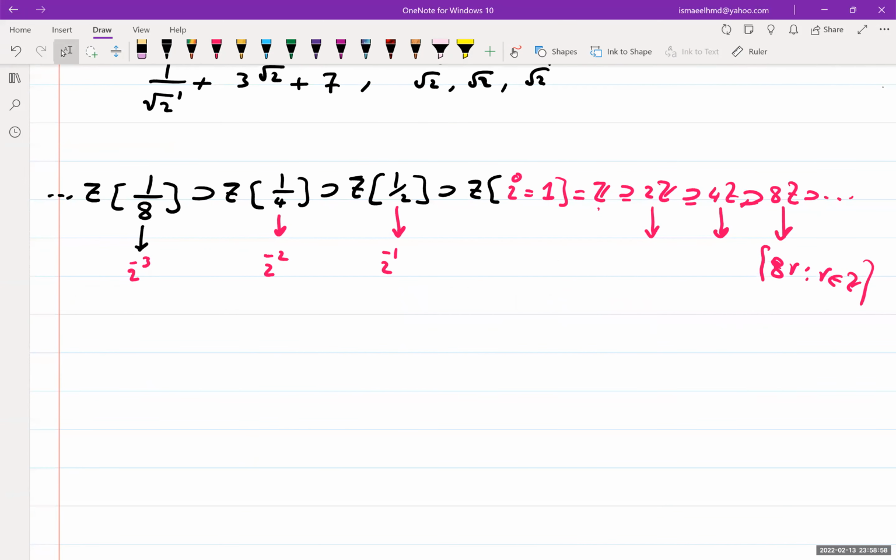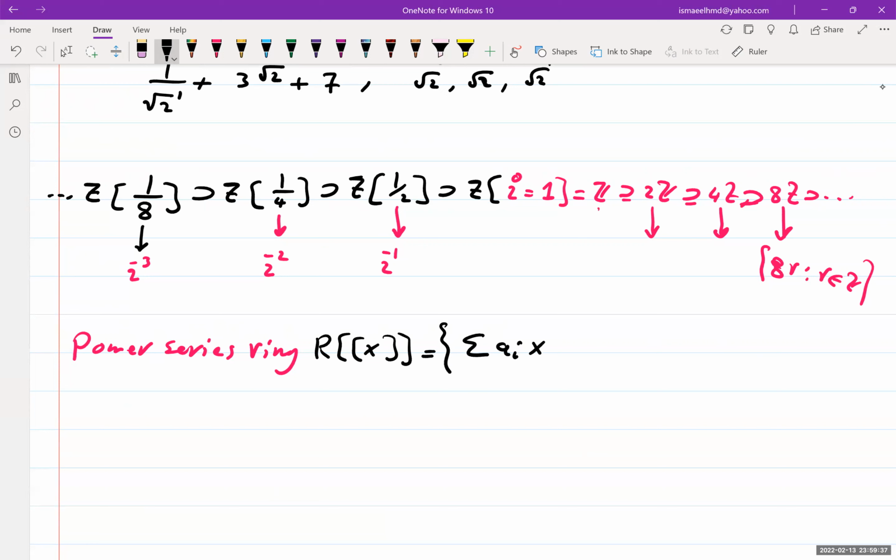We also have the power series ring, written as R of x in brackets. It is the set of all power series like the sum of a_i x to the power i, from 0 to infinity, and a_i in the ring R. The set of all such power series is a ring with the addition and multiplication of series.